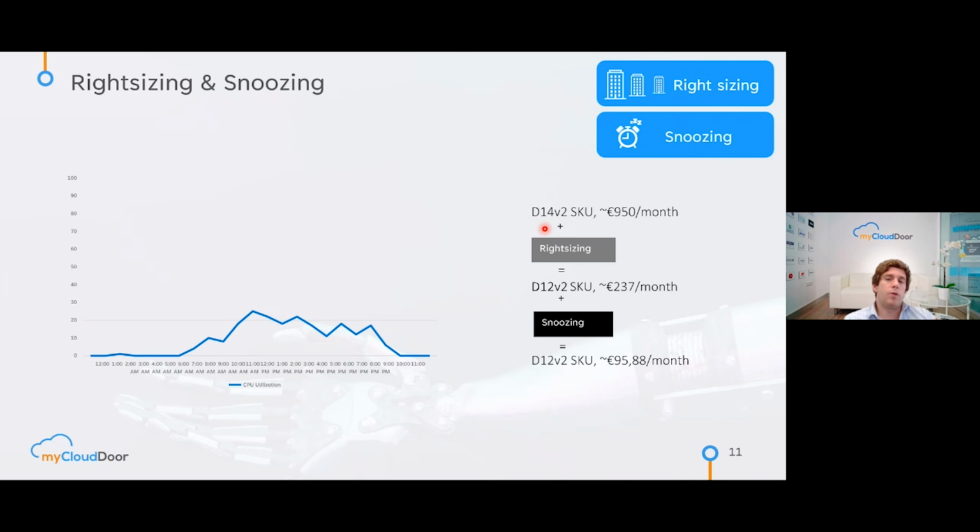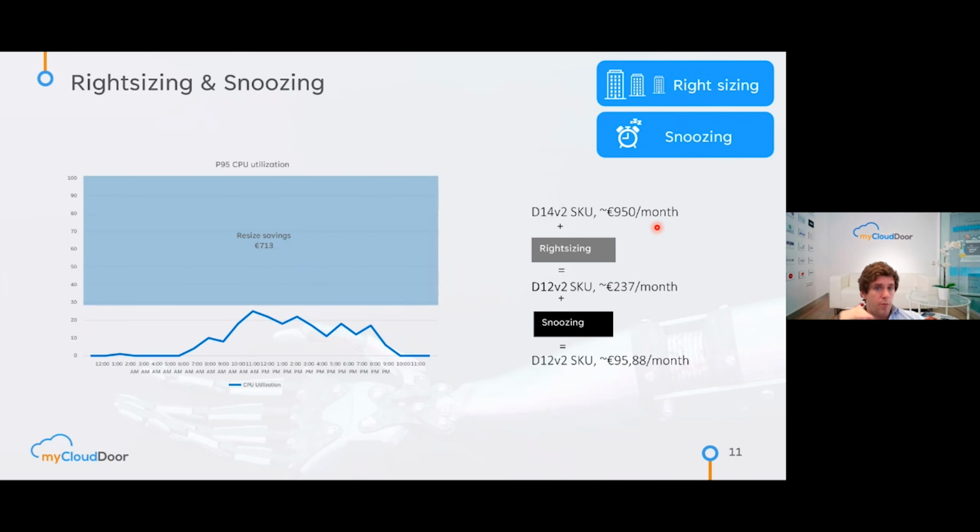So imagine this VM is what is called the D14V2. It's an SKU of Microsoft, and it costs around 1,000 euros per month. First of all, what can I do? Reduce the size. Let's go for a D12, which costs only 237 euros per month. So I'm able to save 700 euros per month just reducing the size of the resource. So I ensure that I'm not going to reach the peak, but I'm able to reduce the cost significantly. So this is right sizing.